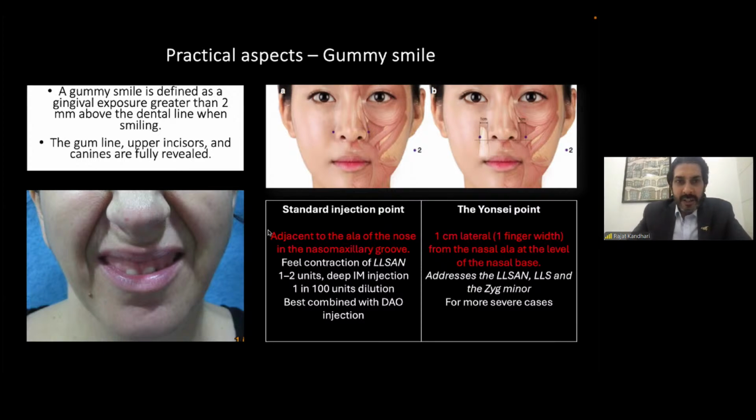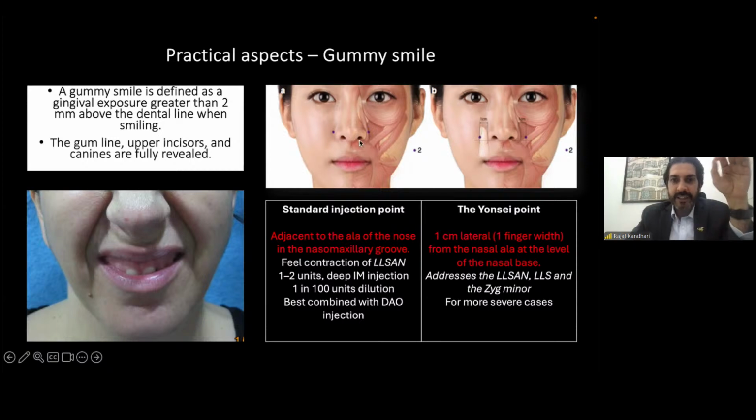Now, the gummy smile is defined as gingival exposure greater than 2 mm above the dental line when smiling. And this has been already discussed. But again, there was a question which was grading for gummy smile. Now, gummy smiles might be of different varieties, ranging from just a canine smile to a full width smile. Now, this is called the Yonsei point. First, we go to the straight gummy smile.